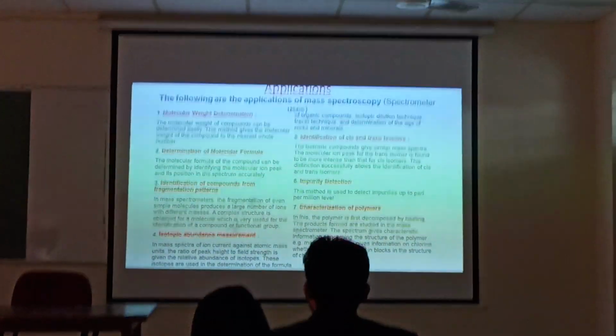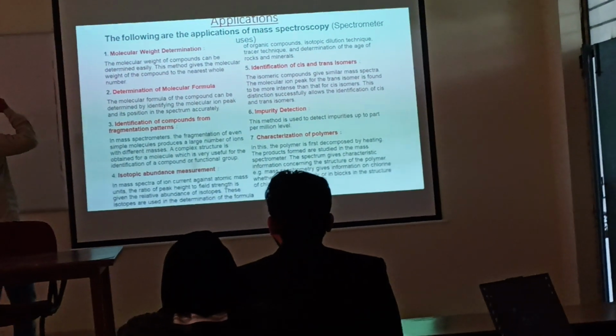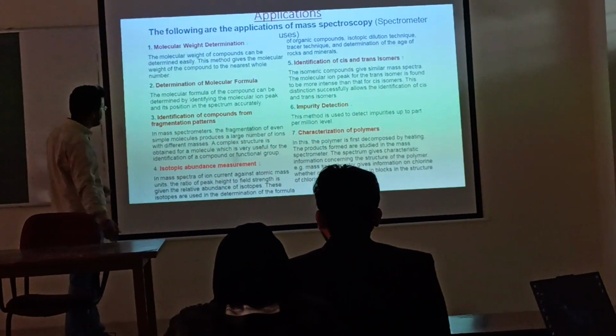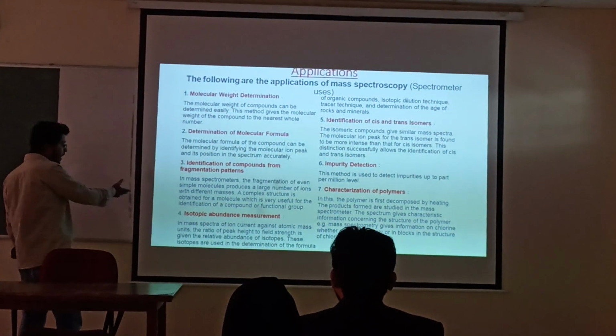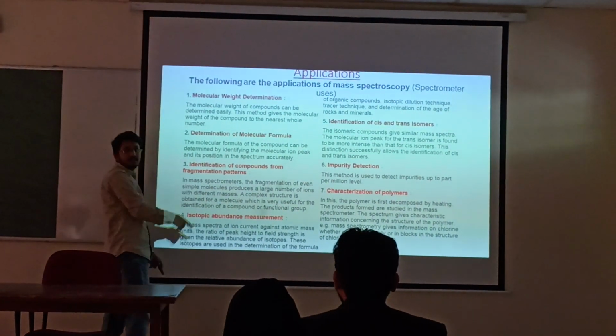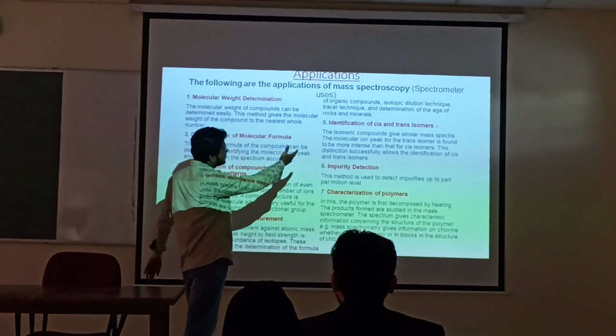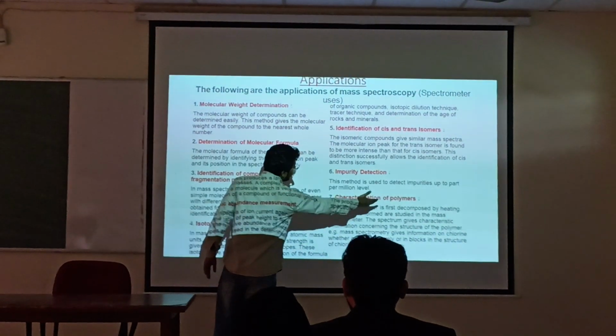Coming to the applications, mass spectroscopy is used to determine the molecular weight, to determine the molecular formula, for the identification of the fragmentation pattern, and for knowing the isotopic abundance. Isotopic abundance will be measured by the intensity, and then identification of cis and trans isomers, impurity detection, and the characterization of polymers.